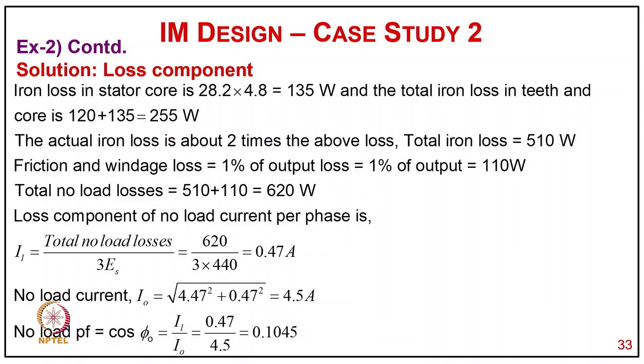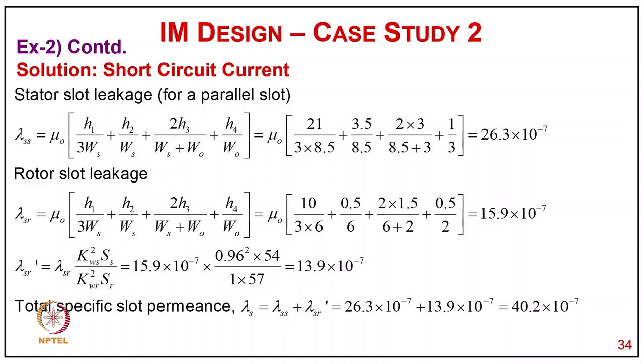The no load current is I0 equal to under root 4.47 square plus 0.47 square, which is 4.5 ampere. And no load power factor is cos phi equal to IL upon I0. It comes 0.1045.